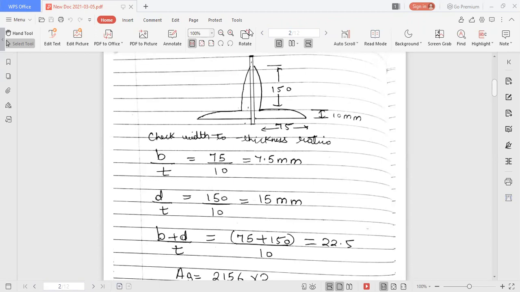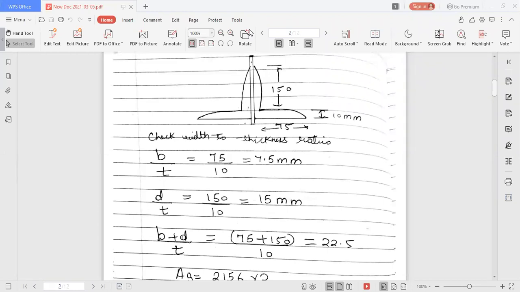Then the third is (b plus d) by t. So width plus depth by t, that is (75 plus 150) by 10. So it is 22.5. Again, these ratios should be less than 25 epsilon. So your design is safe for the width to thickness ratio.